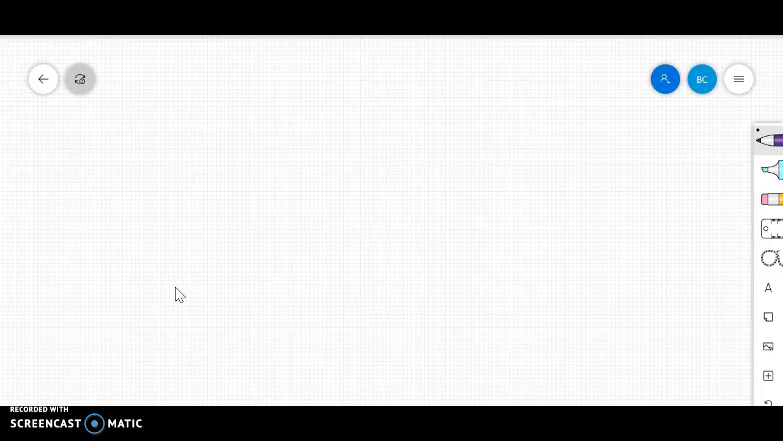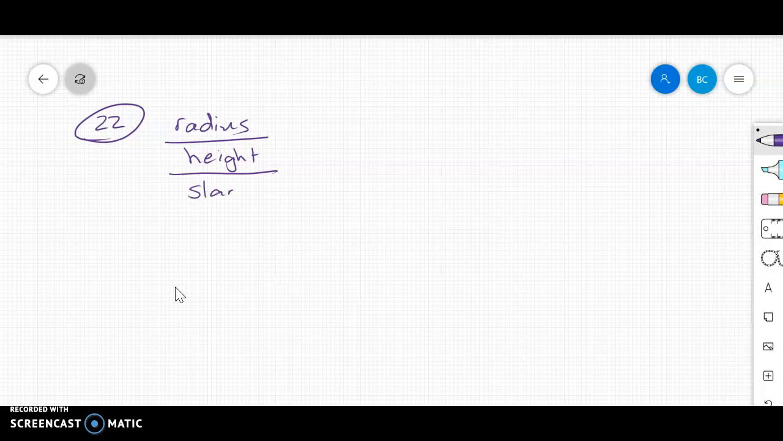So if you were watching the end of the previous video, we were talking about problem number 22 and looking to see if those two cones were similar. So we were comparing the radius to the height. And then this is about where I got cut off. I was also comparing it to the slant height. So we just wanted to make sure that everything is proportional.